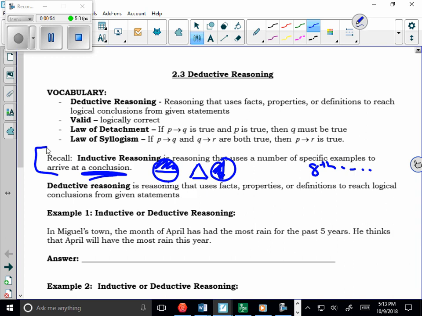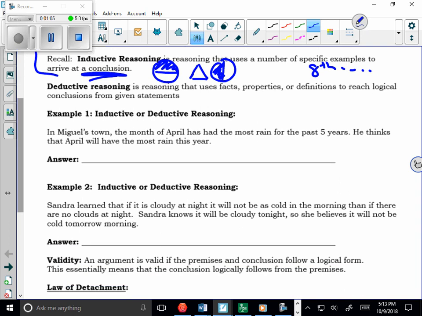Today we're talking about a different type of reasoning, deductive reasoning. Reasoning that uses facts, properties, or definitions to reach logical conclusions from a given statement. So, for example, the first one says, in Miguel's town, the month of April has had the most rain for the past 5 years. He thinks that April will have the most rain this year. Now, what kind of reasoning is that? Is that inductive or is that deductive? It is inductive. Because remember, when we're talking about inductive reasoning, we're talking about a specific number of examples that is helping us reach that conclusion. Miguel is looking at the past 5 years. That's kind of a giveaway right there. He is noting that April's had the most rain, so he thinks it's going to be the same this year.